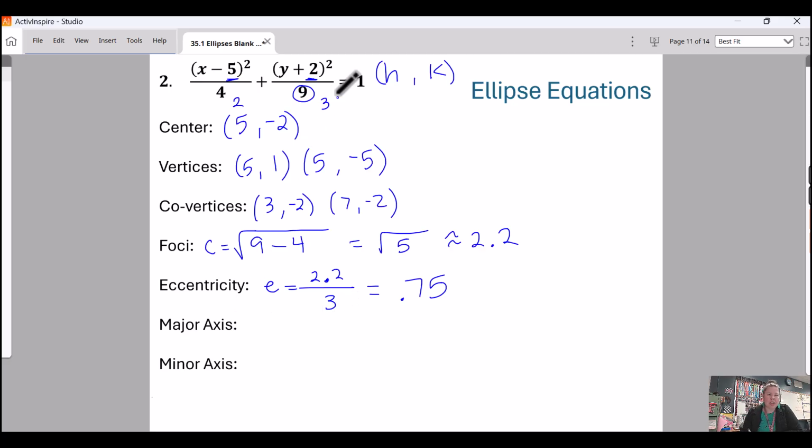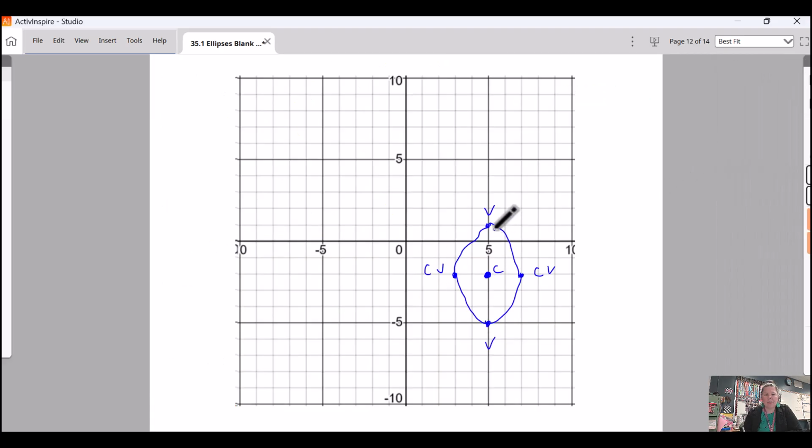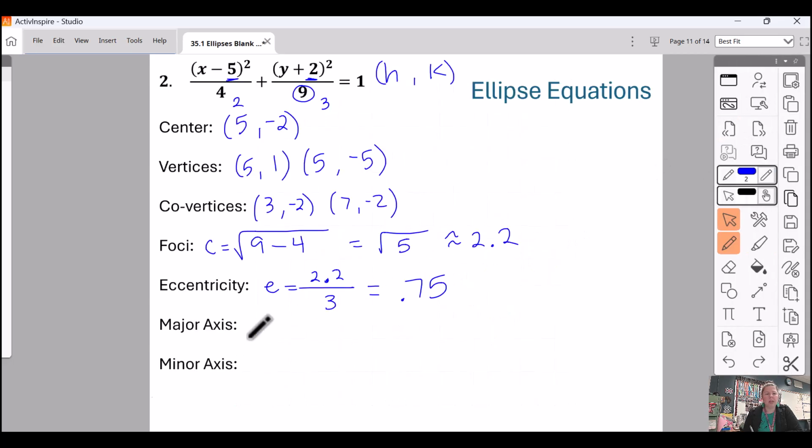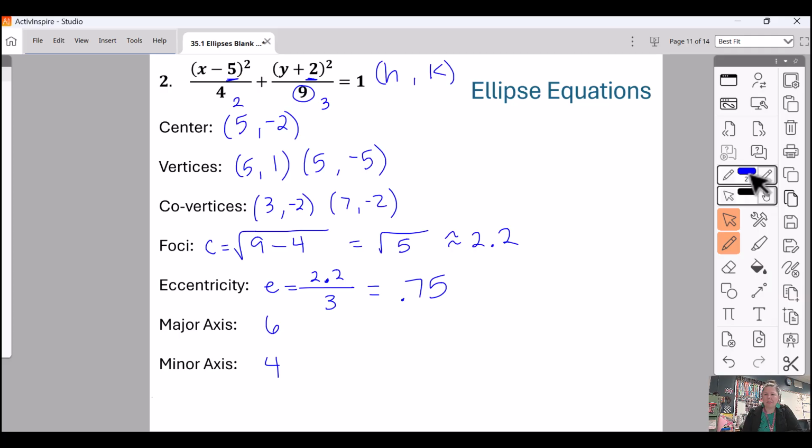Then my major axis is twice as long if I'm going 3 up and 3 down. My major axis is all the way across, so that one's going to be 6. And my minor axis is 1, 2, 3, 4, so 2 and 2 all the way across. So this one's going to be 6, and this one's going to be 4. And let's also graph our focus points.